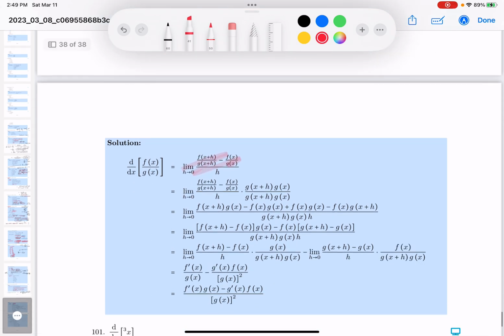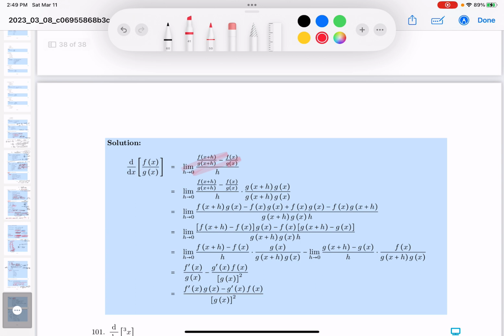The next thing I did was clear the complex fraction by multiplying top and bottom by the minor LCD. So if you do that, you get something pretty simple. You get this on bottom, h times g of x plus h times g of x. On top, it's not so bad. It really isn't. What are you going to get? f of x plus h times g of x, because the g of x plus h canceled off. Then you get, over here, minus f of x, because the g of x disappears, g of x plus h.